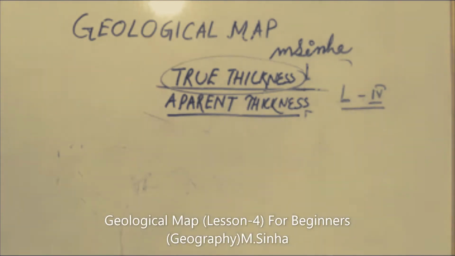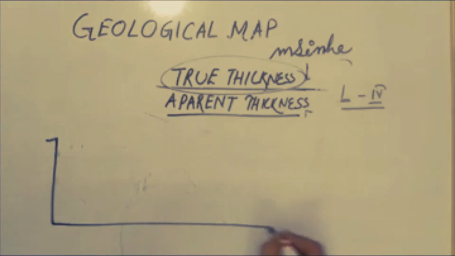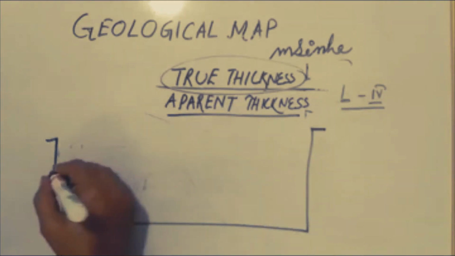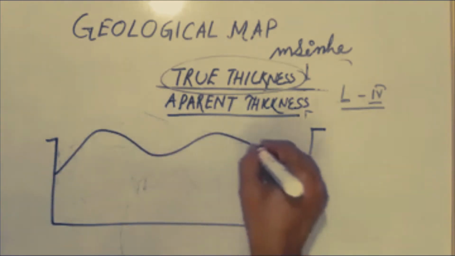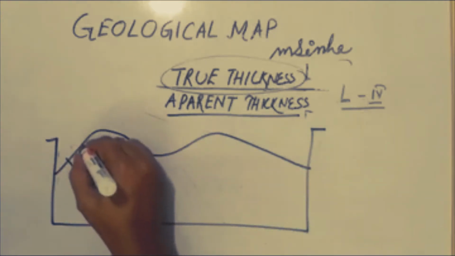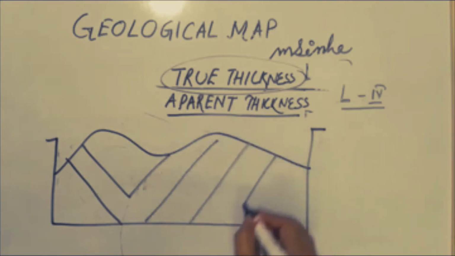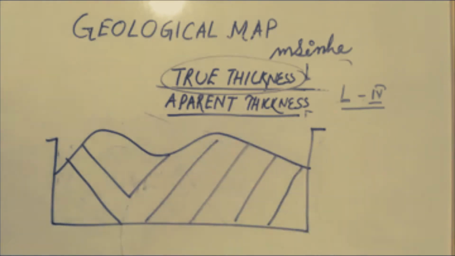Now our topic is true thickness and apparent thickness. Suppose this is the section line. Along the section line I have plotted that landform, and those are the beds. Now we have to identify the thickness of the bed.